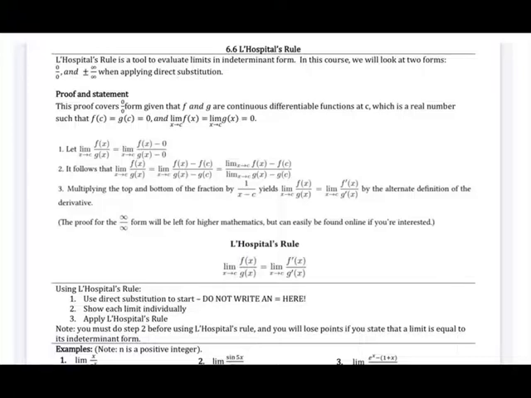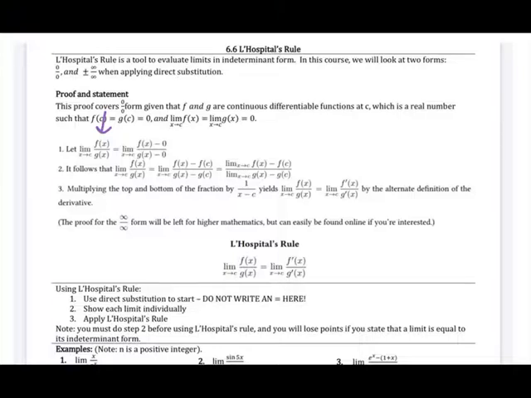So first of all, we can say that the limit as x approaches c of f of x over g of x is equal to the limit as x approaches c of f of x minus 0 over g of x minus 0. And this is one of those proofs where sometimes you should be wondering, well, why would I write it this way? How does this help me?